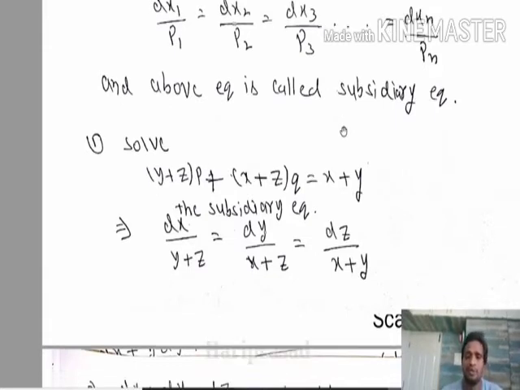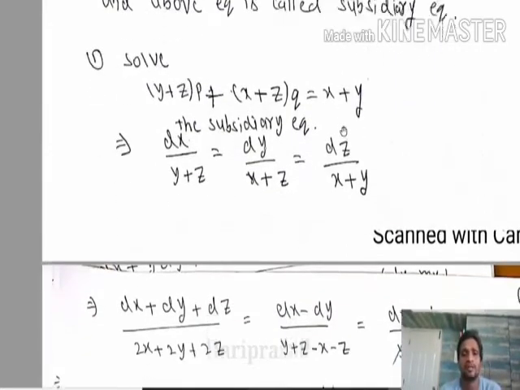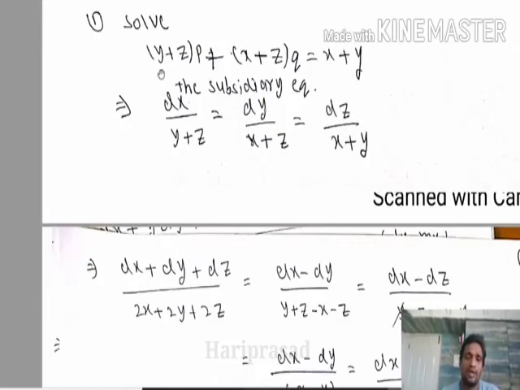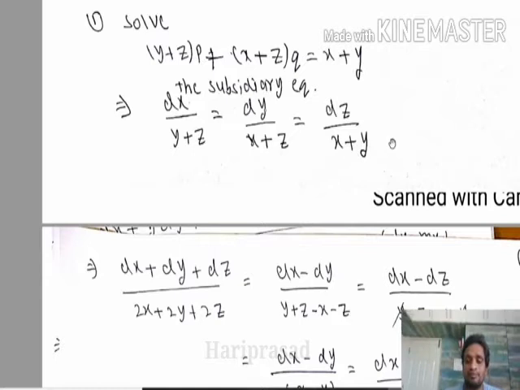Now we do some problems. Solve (y plus z) into p plus (x plus z) into q is equal to x plus y. Here it is in the form of capital P into p plus capital Q into q is equal to capital R. We have to write dx by capital P, that is y plus z, dy by capital Q, that is x plus z, dz by R, that is x plus y.